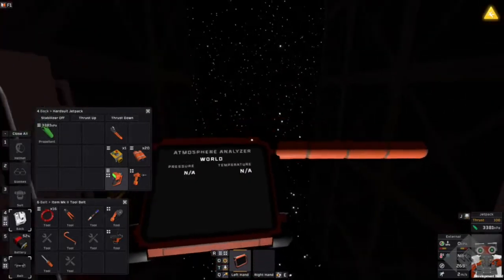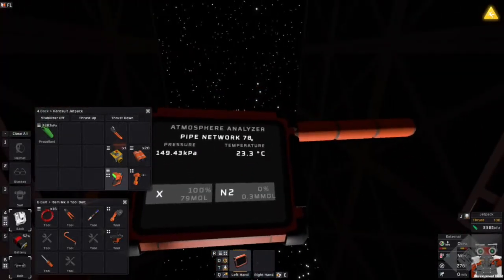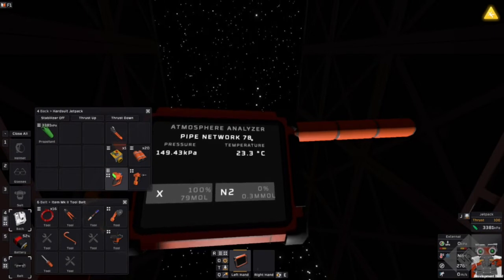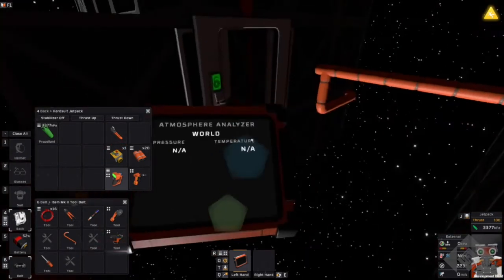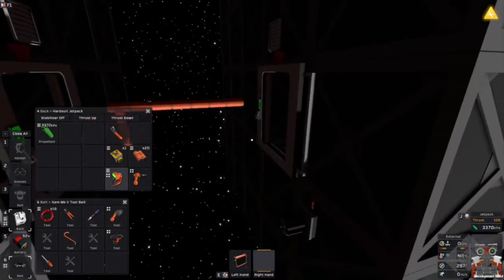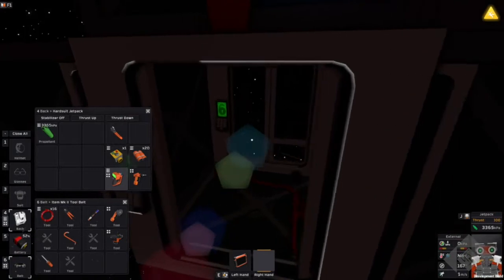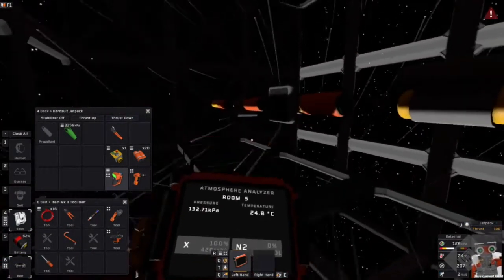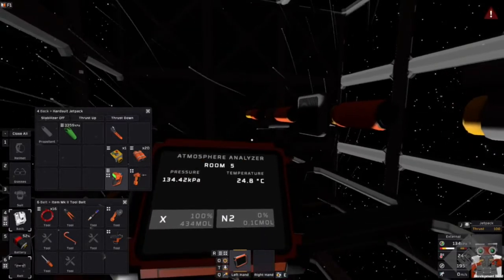And then these segments here that are completely isolated, we can see that they're holding their pressure. That's the pressure that we started at, was 149 kilopascals. But we'll go back into the small one here. So this temperature out here is 24.8 degrees.